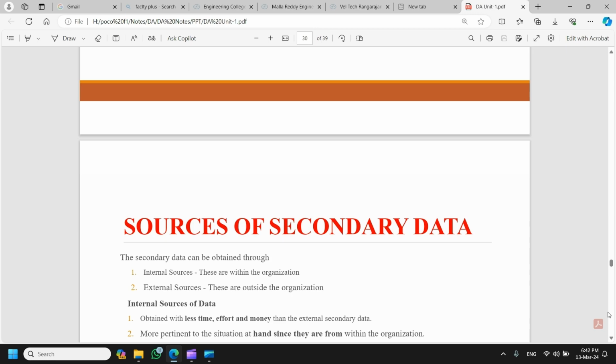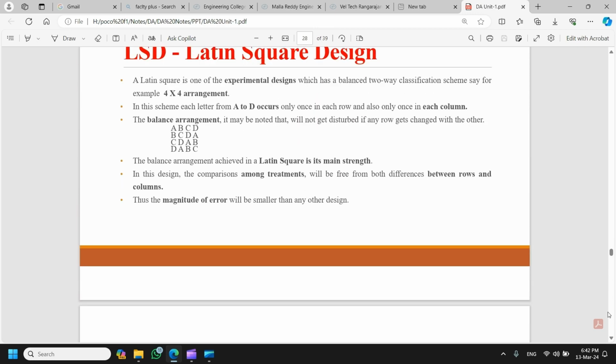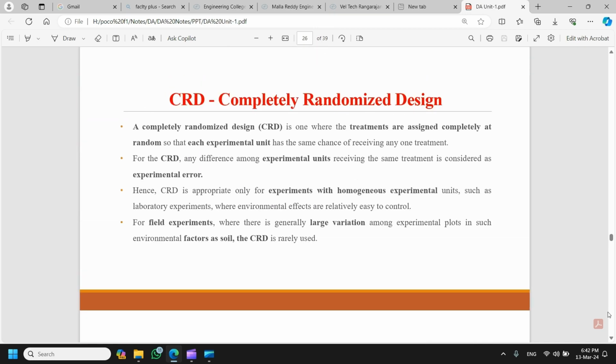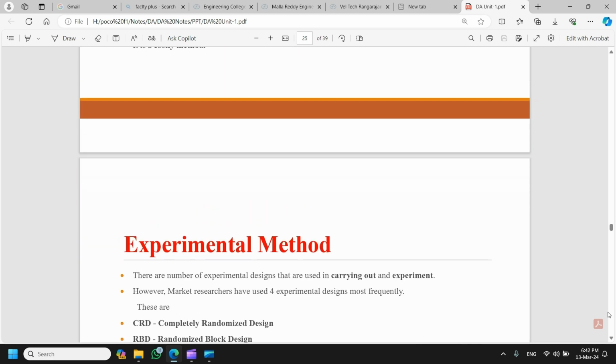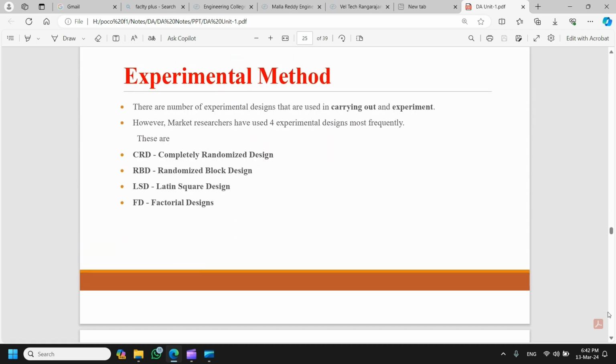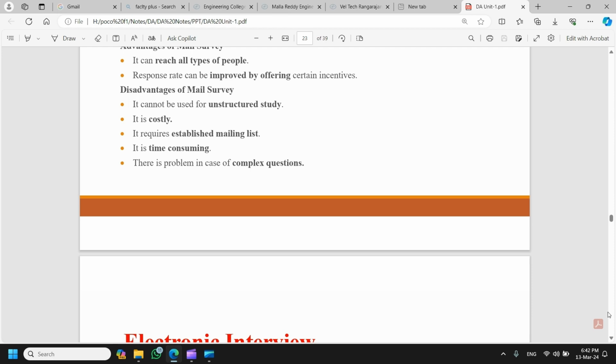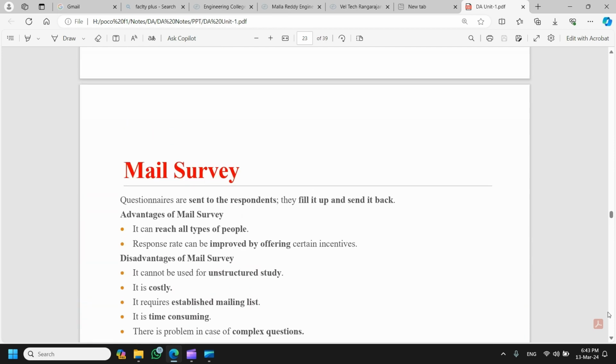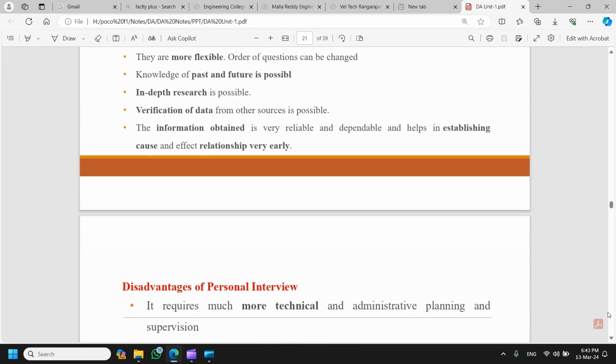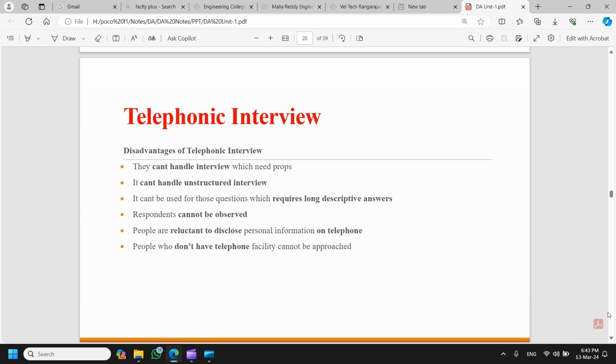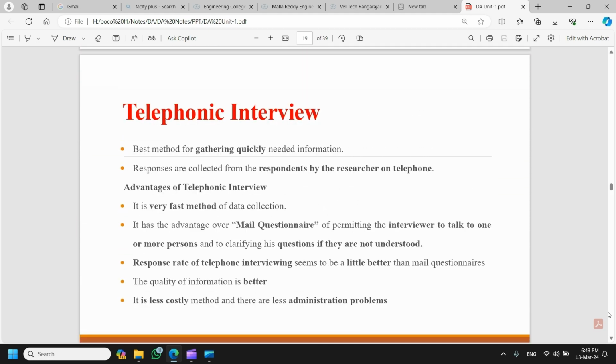Next one, as I said, this is all primary data. The primary data has three things. Once again, I repeat: here we have the external method, and the survey method has four methods. Electronic interviews, mail surveys, personal interviews, and also telephonic interviews.